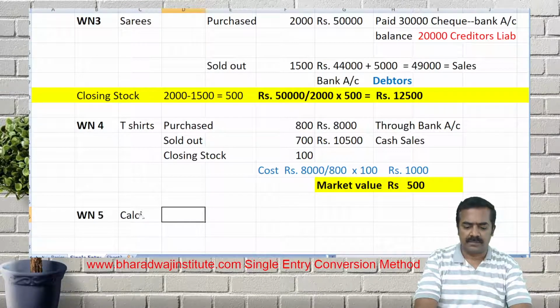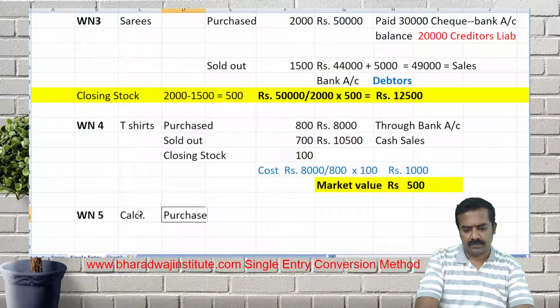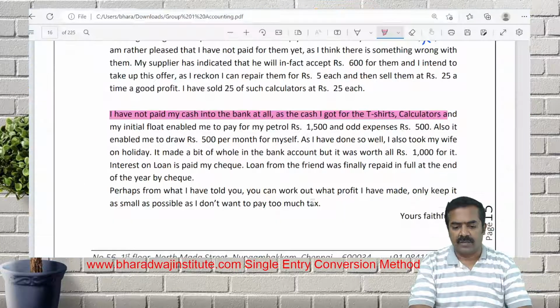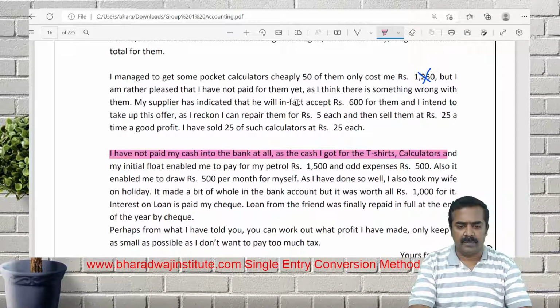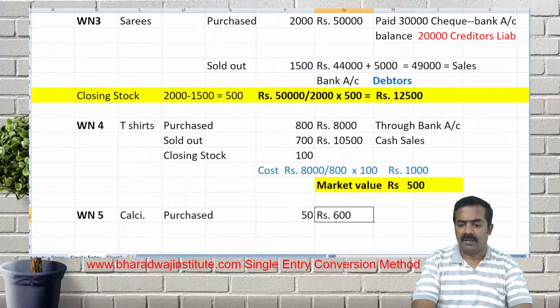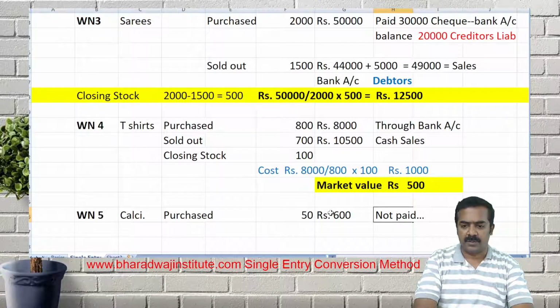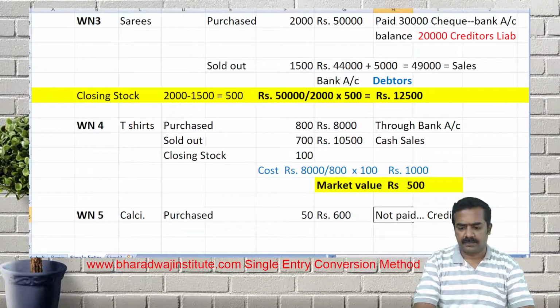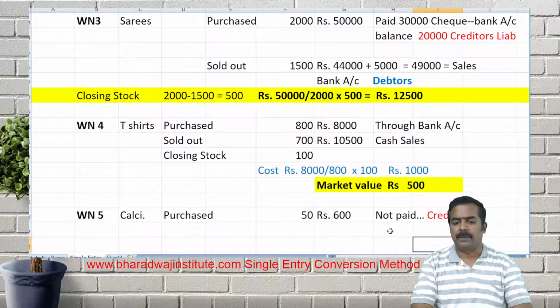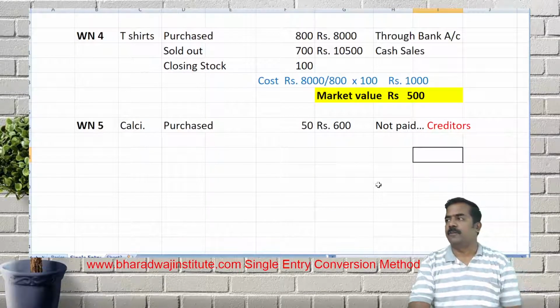How many calculators? 50 of them cost 1,000, no, not 1,000. 600. Finally, what is he going to pay? 600. It is not paid. Which means it will appear as which one? Creditors. We have not yet made payment for the calculators.